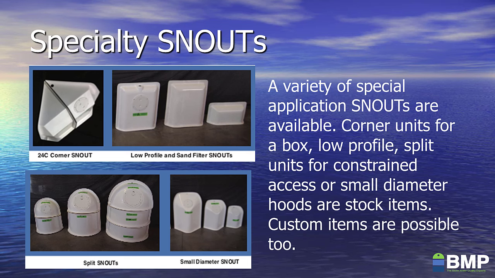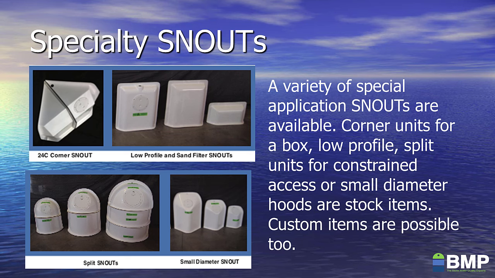BMP makes a variety of specialty snouts. Now, these hoods are for special applications. For instance, a pipe that exits the corner of a structure. We have the 24C corner snout. That's really a project saver in many occasions. So if you run into a corner structure or a structure that is square or rectangular and a pipe exits a corner, the 24C snout will accommodate up to an 18-inch pipe leaving the corner of a structure.